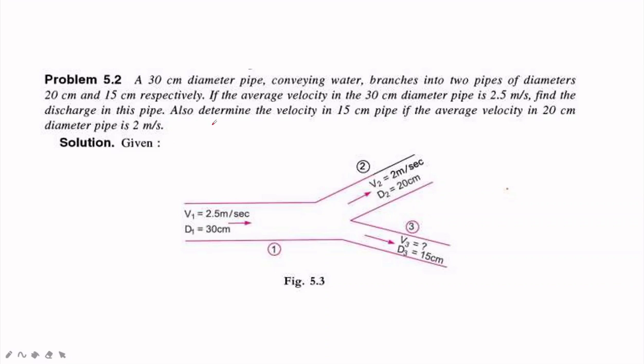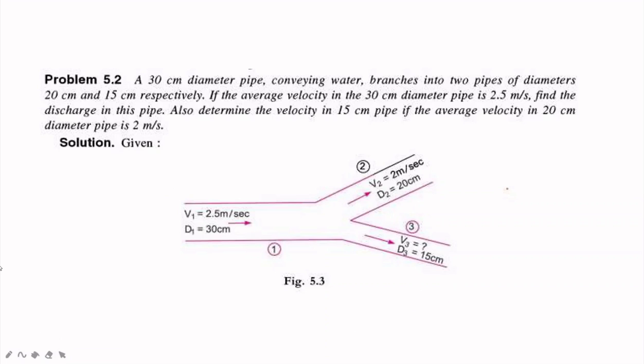Also we have to find Q, the discharge. Also determine the velocity in the 15 centimeter pipe if the average velocity in the 20 centimeter diameter pipe is 2 meter per second. So here V2 is given, but V3 we have to find. So this is our problem. We have to find Q and also V3.